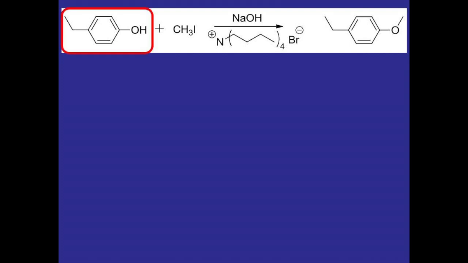We'll be taking 4-ethylphenol and reacting it with methyl iodide in an SN2 mechanism to form the ether product. This product is also known as anise, which is used in licorice flavoring. So as the product forms throughout the reaction, it'll smell something like black licorice.